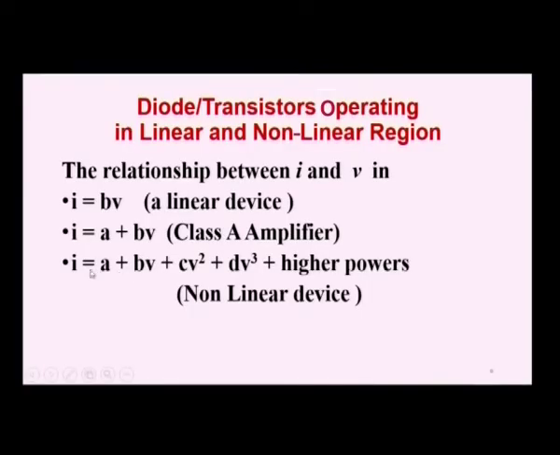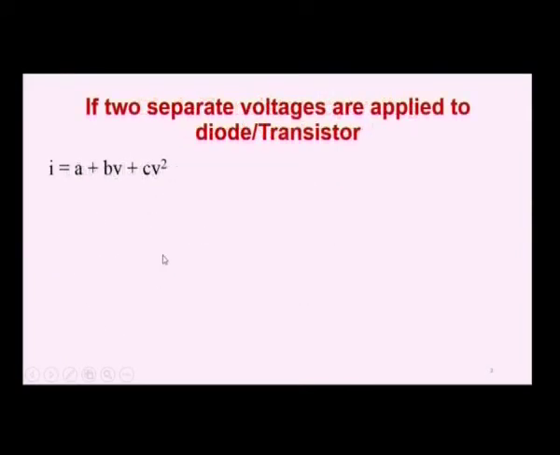Suppose the device, the transistor or diode, operates in the nonlinear region. Now what happens to the relationship between the current and the voltage? Here, the current depends on that constant, and then the first power of voltage, the second power of voltage, and higher powers. So it goes on based on the nonlinearity. If two separate voltages are applied to the device, now what happens?